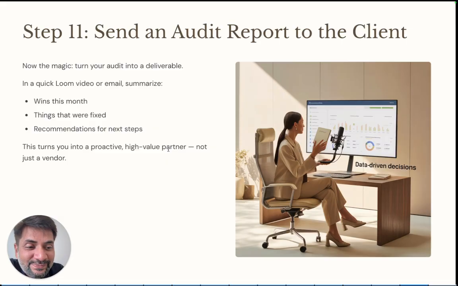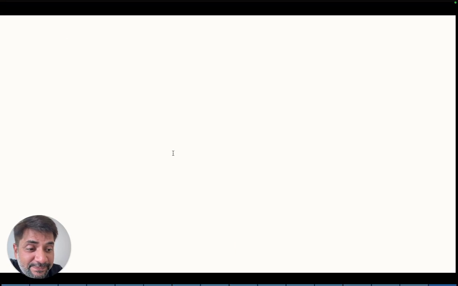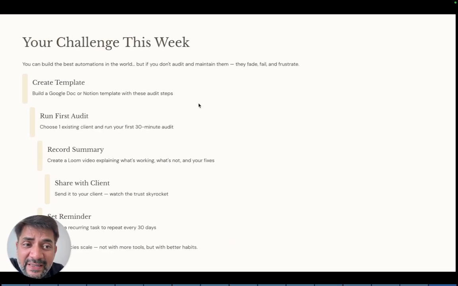And now, the magic. Turn this audit into a deliverable. In a quick Loom video or email, summarize wins this month, things that were fixed, recommendations for next steps. Now, this turns you into a proactive, high-value partner and not just a vendor. You can build the best automations in the world, but if you don't audit and maintain them, they fade, fail, and frustrate. Monthly audits are the difference between running an agency and running a circus.